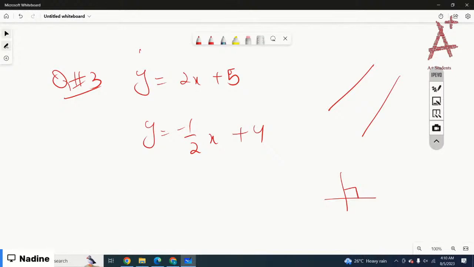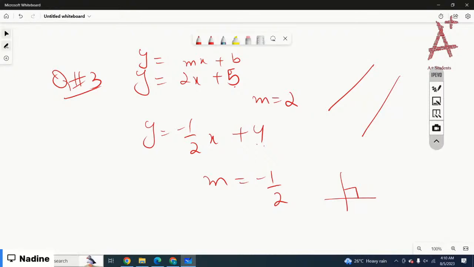Okay, just compare their slopes to y equals mx plus b, that is the general form of the line, right? So the slope of this equation is m equals 2, and the slope of this equation is m equals negative 1 over 2, right? Here the y-intercept b is 4, and here the y-intercept is 5, right? Okay, just look at their slopes. Slopes are not equal, that means they are not parallel lines.